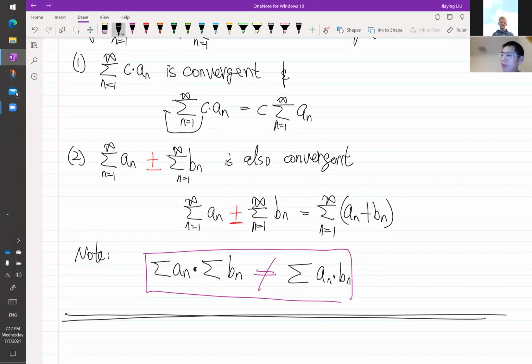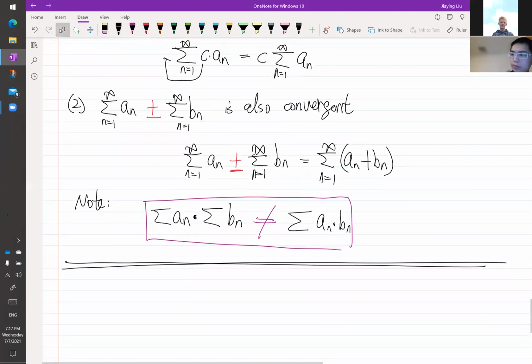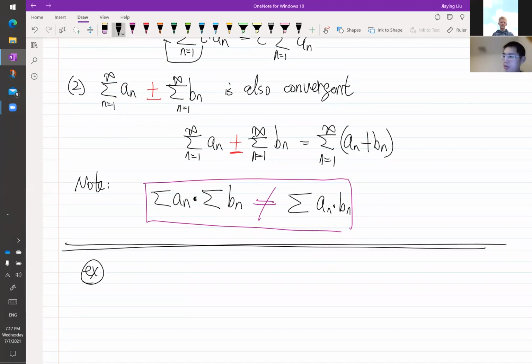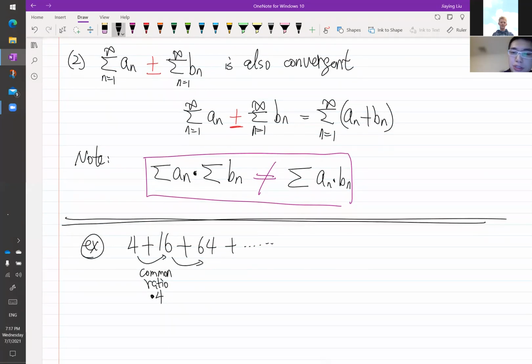Let me give you more examples on the material that we had earlier. So consider this series, which is 4 plus 16 plus 64 and continues. If you look at the elements that we're adding together, they have a common ratio. We multiply by 4 each time as we add more elements to it. But does this series converge or diverge?